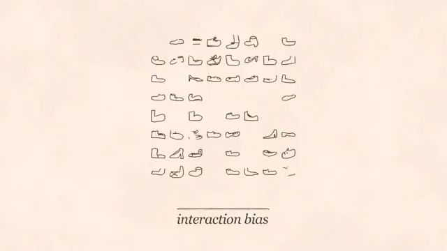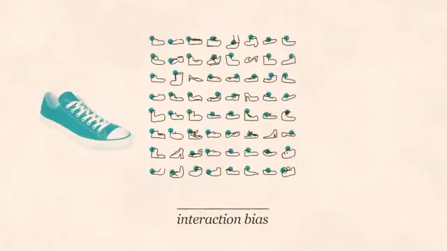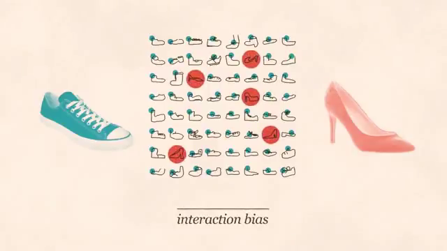There's interaction bias, like this recent game, where people were asked to draw shoes for the computer. Most people drew ones like this. So as more people interacted with the game, the computer didn't even recognize these.